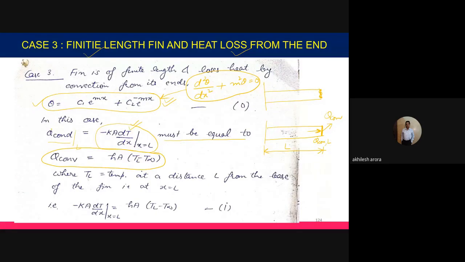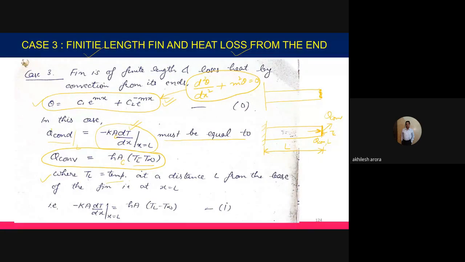Now it is equal to h into Ac. This is the area, here also it is Ac. So h into Ac into TL minus T infinity, because the temperature here is now TL, and this is the cross sectional area only through which the heat loss is taking place. So this is at a distance L from the base of the fin. This is the base of the fin, and at a distance L from the base of the fin we are considering that heat which is being conducted within the fin is being lost because of the convection.